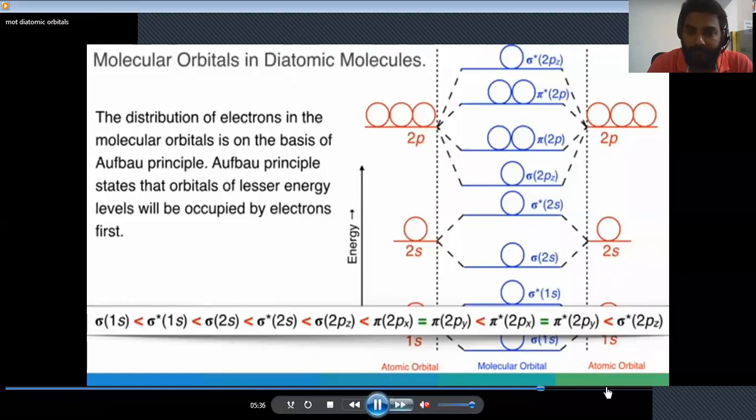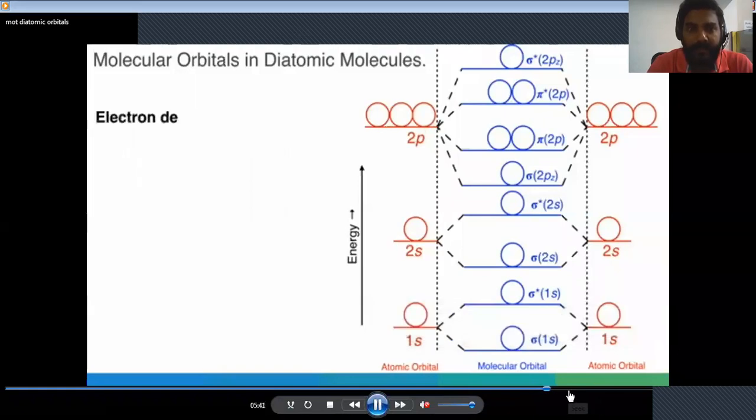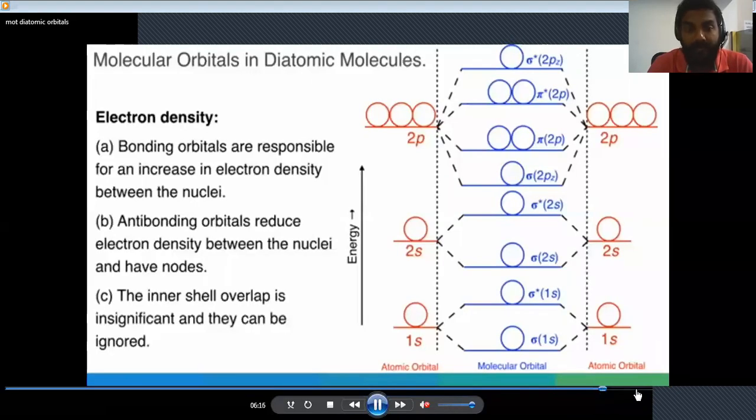Another one is, this is the energy levels. Electron density we calculated, and bond order is calculated. Based on bond order, we should calculate the character of the molecule.